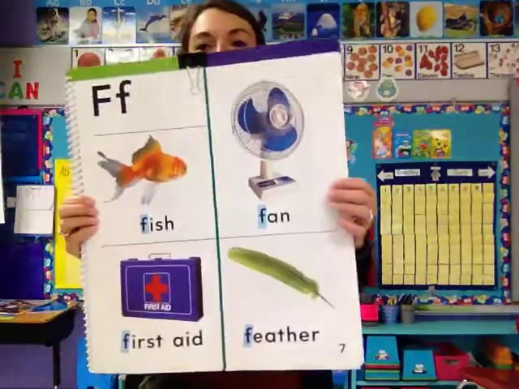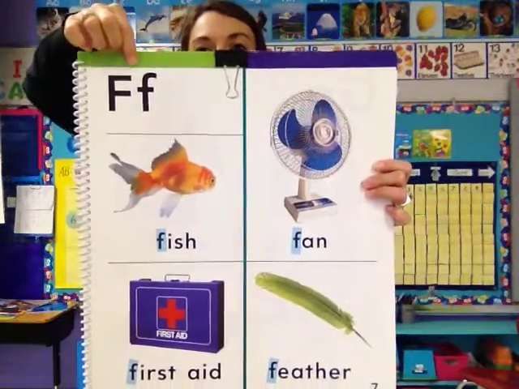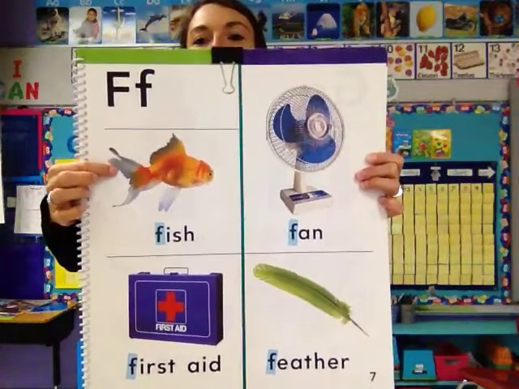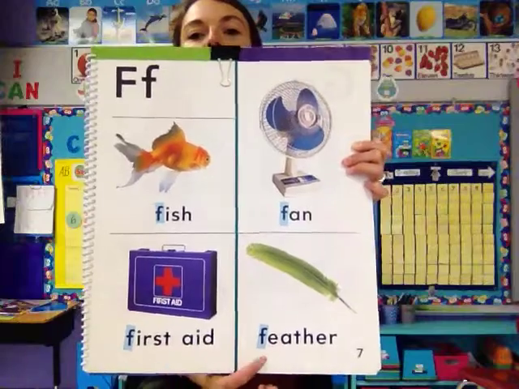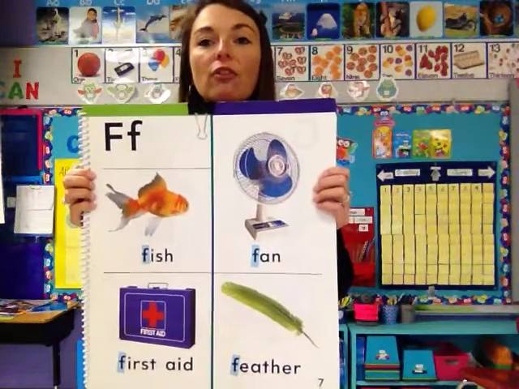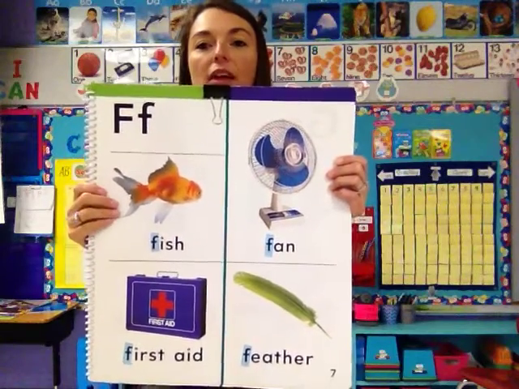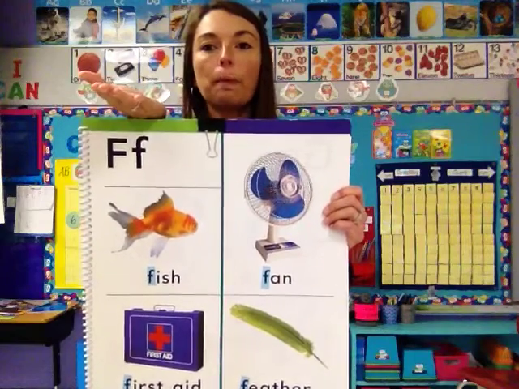Then the next letter after E is the letter F. We have uppercase F, lowercase f. F begins words like fish, fan, first aid, and feather. And F makes the sound. We're putting our teeth down on our bottom lip to make the F sound. So let's say the letter name, F. Very good.